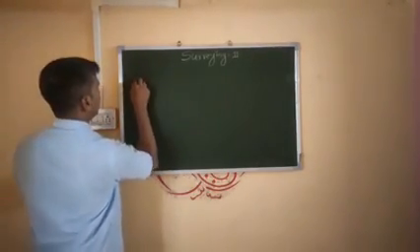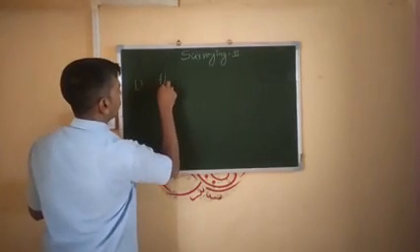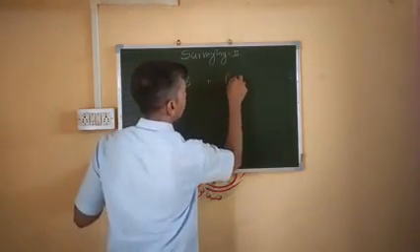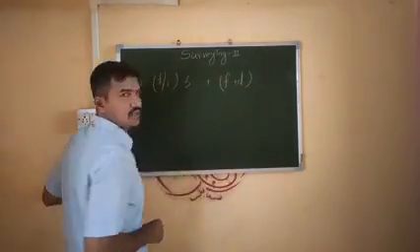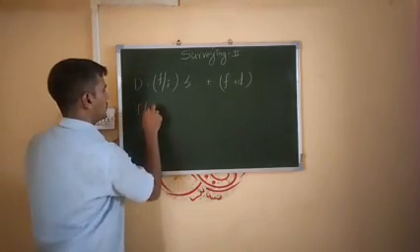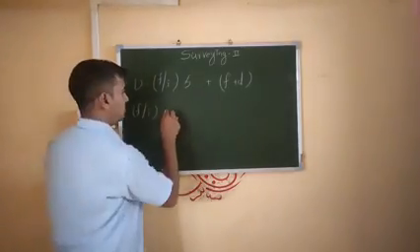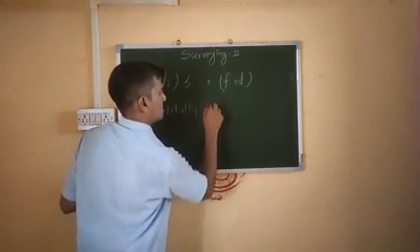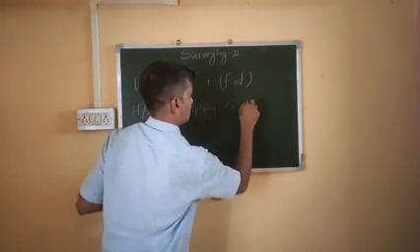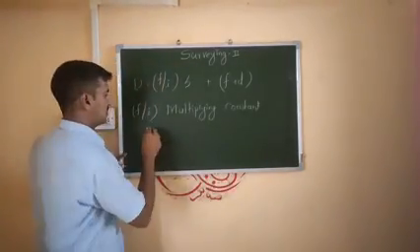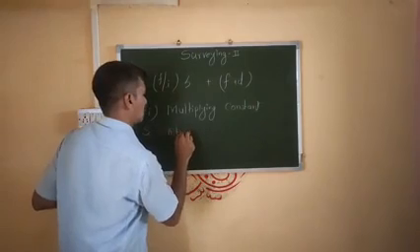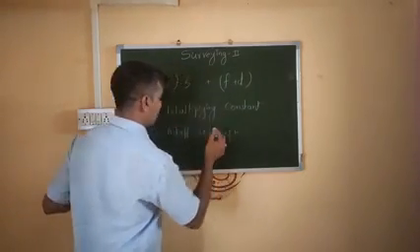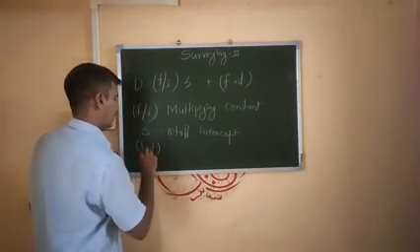The formula is D is equal to F upon I multiplied by S plus F plus D. Here F upon I is your multiplying constant, S is the staff intercept, and F plus D is the additive constant.